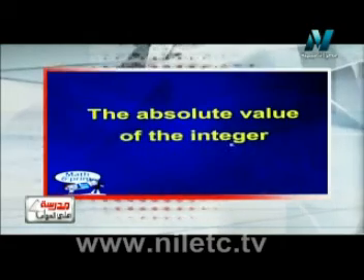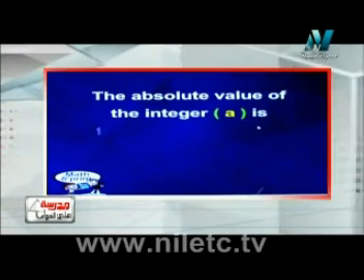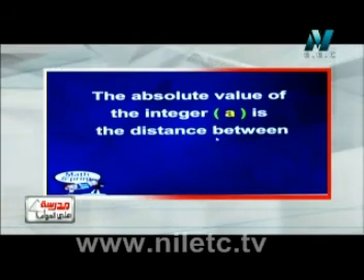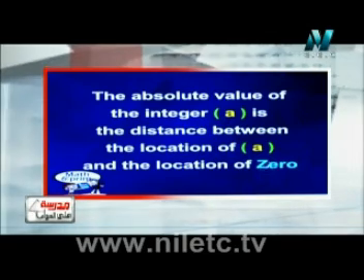ليه؟ لأن بكل بساطة المعنى بتاع الأبسوليوت فاليو معناه الديستانس between that number and 0. اتفقنا؟ طالما إن الديستانس دي measured in positive quantity فلازم يكون positive، حتى لو النمبر اللي جوه الأبسوليوت ده بالنيجاتيف لازم يكون positive quantity. اوكي؟ طيب فلما أجي دلوقتي أقول الديفينيشن بتاع الأبسوليوت فاليو هقول إيه؟ The absolute value of the integer a is the distance between the location of a and the location of 0. مهم جدا يا جماعة الديفينيشن ده.